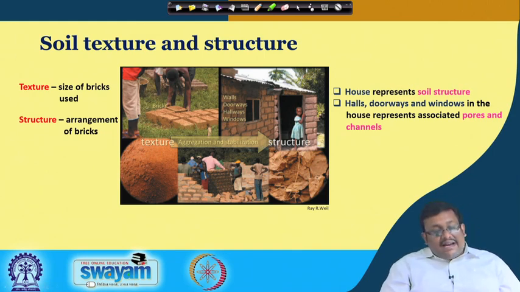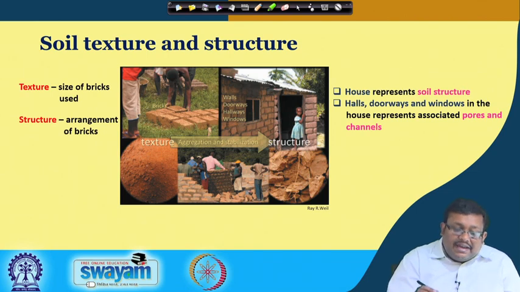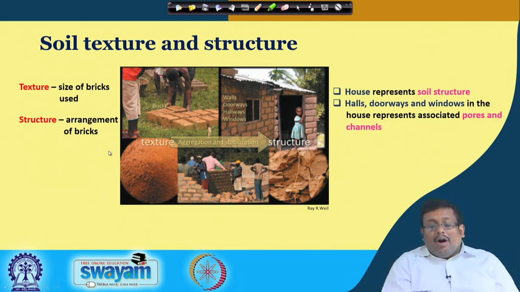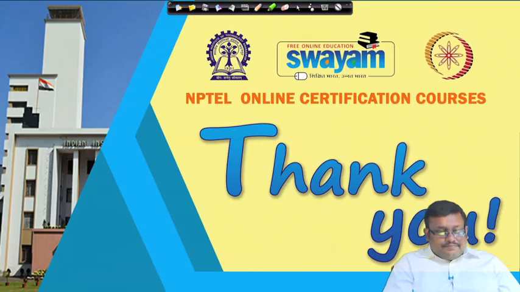So, it is my final slide. To summarize, if you are making a house, the texture is basically the size of the bricks used, and structure is basically the arrangement of the bricks. If the house represents a soil structure, then the hallways, doorways and windows in the house represent the associated pores and channels. So, soil texture and structure are thus very important soil physical properties.